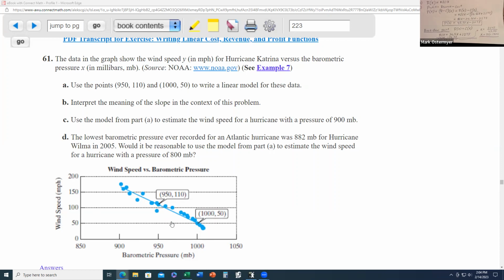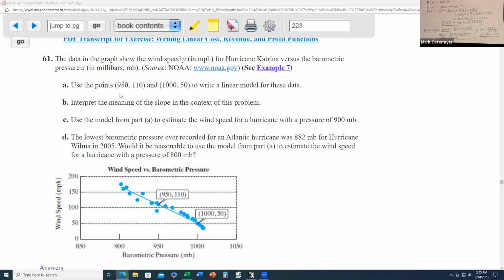All right, notice they want us to write the equation of a line that contains these two points, (950, 110) and (1000, 50), where again the x-coordinate is the barometric pressure in millibars. The y-coordinate is the wind speed in miles per hour.